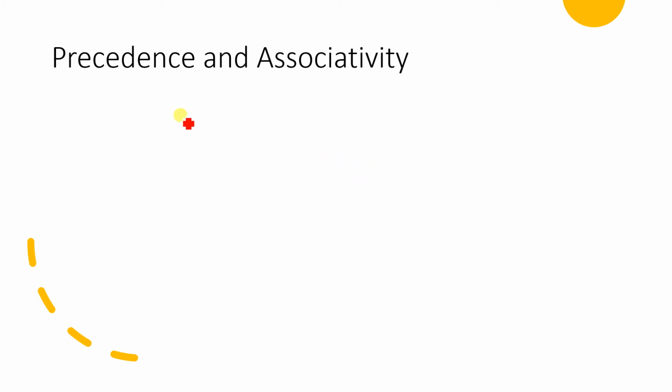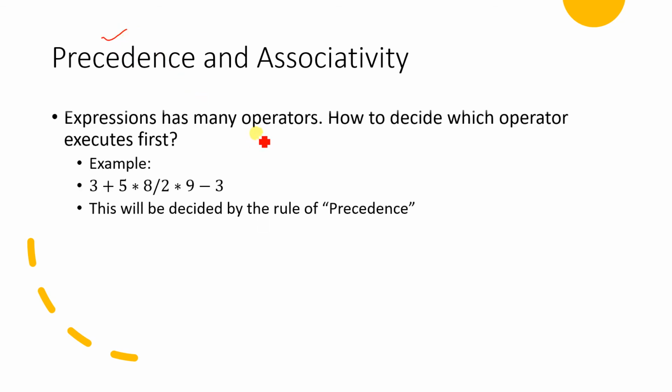Now let us understand the precedence and associativity. First of all, let us understand about precedence. So what do you mean by precedence? Expression has many operators. We know because every expression contains many operators. Then how to decide which operator executes first? So that is the concept called precedence.